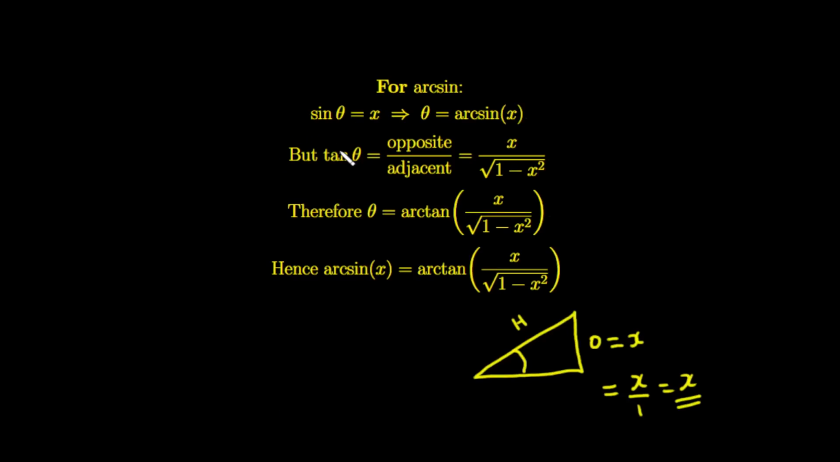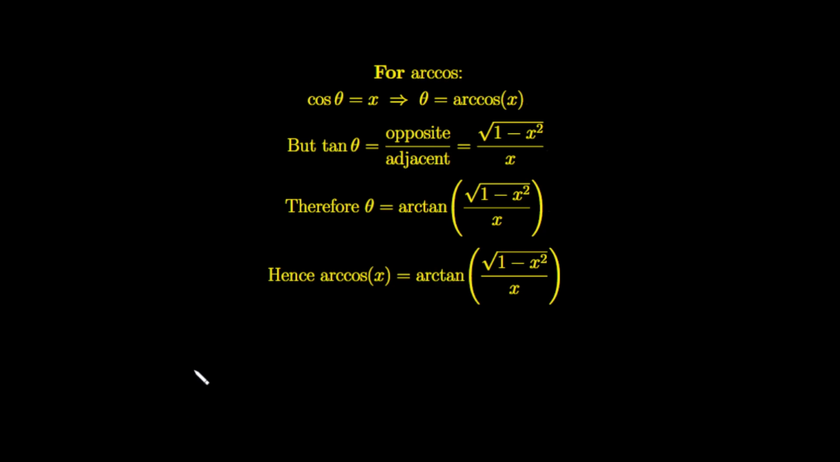But we can write tan theta as the opposite over adjacent. And from our diagram, the opposite is x and the adjacent is the root of 1 minus x squared. So from these two bits of information, we can therefore say that angle theta is going to be the arctan of x upon the root of 1 minus x squared. And this is the identity here that we're going to use in order to generate the arcsine function from the arctan function.